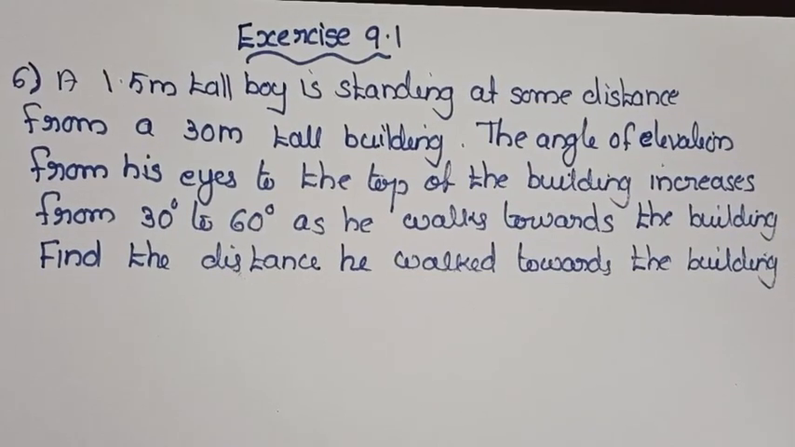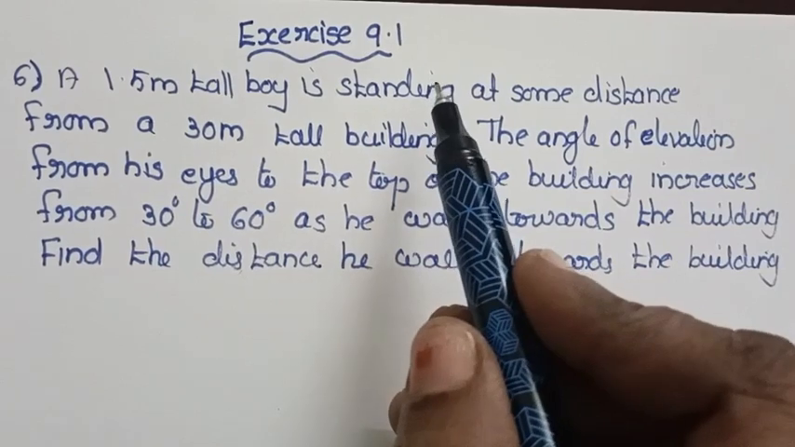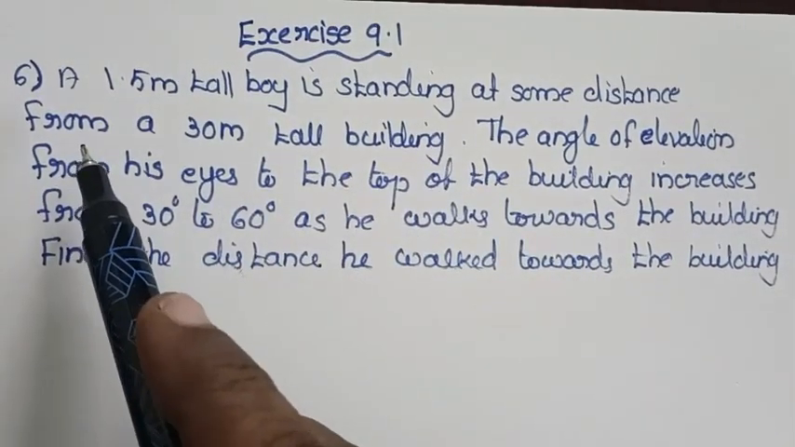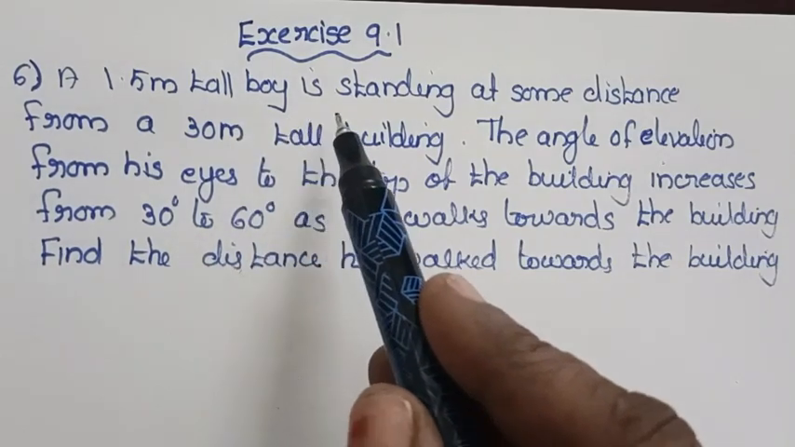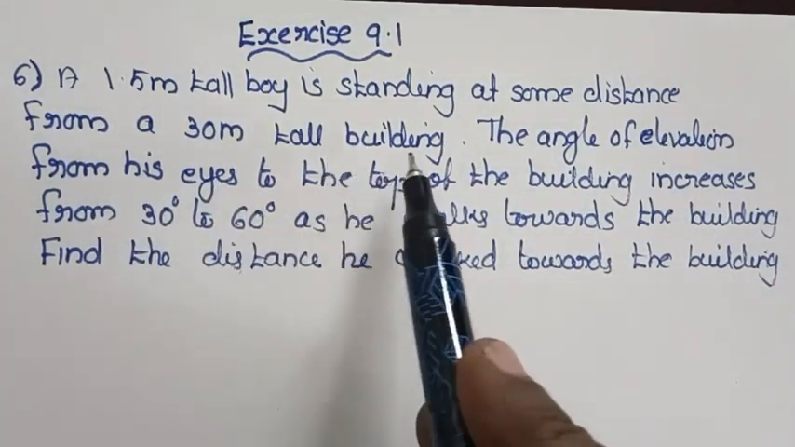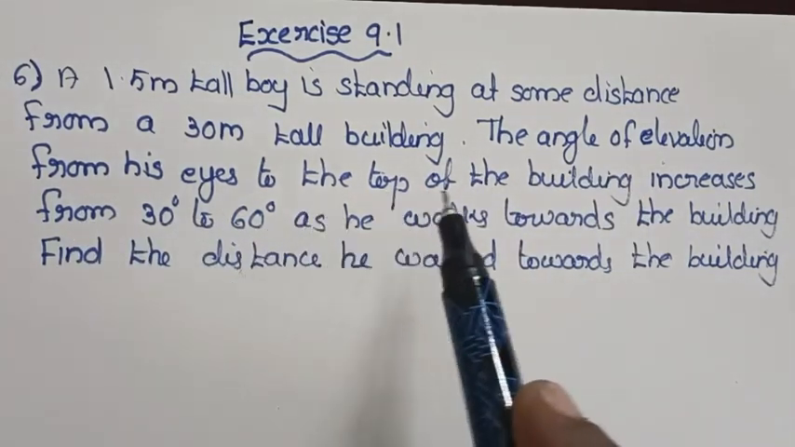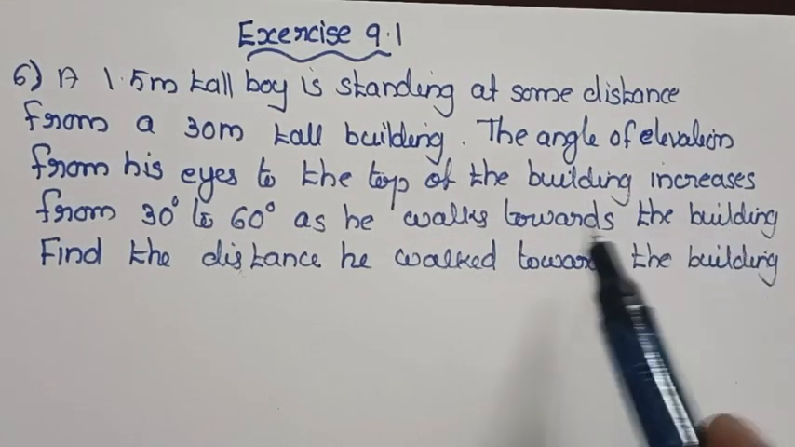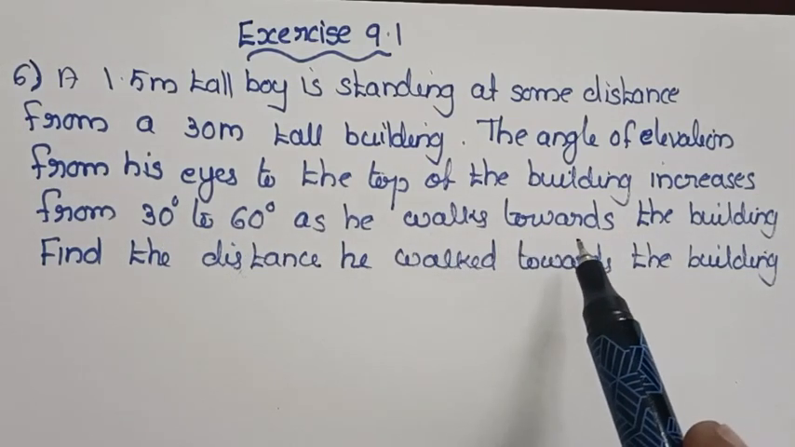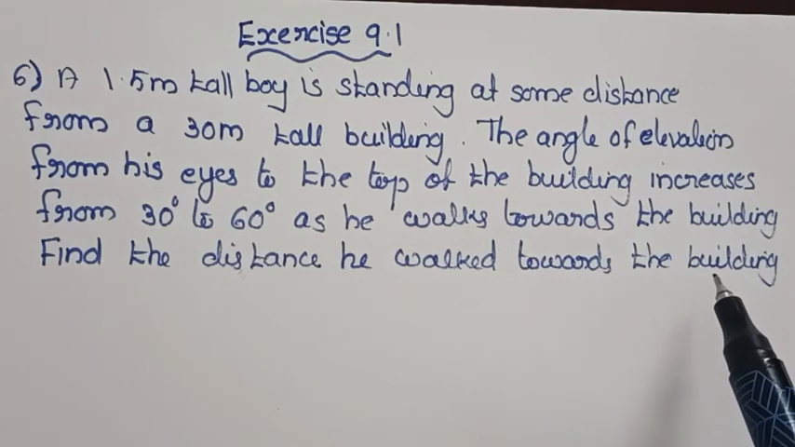Hello students, today we are going to study exercise 9.1, sixth question onwards. A 1.5 meter tall boy is standing at some distance from a 30-meter tall building. The angle of elevation from his eyes to the top of the building increases from 30 to 60 as he walks towards the building. Find the distance he walked towards the building.